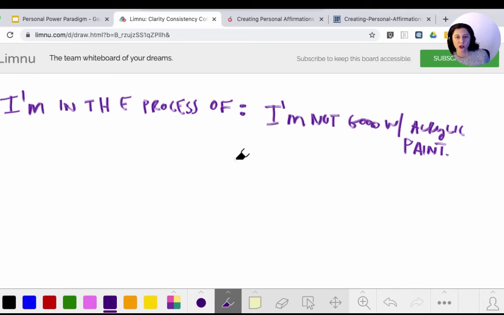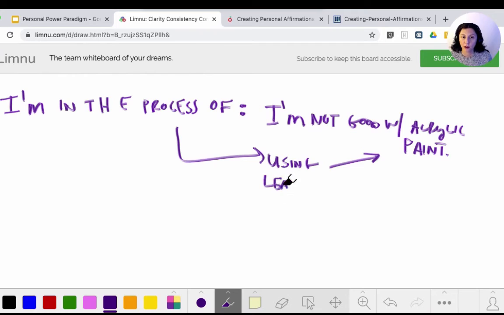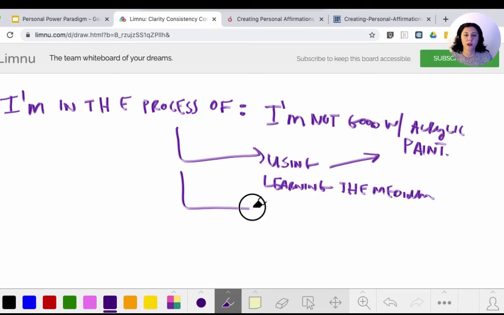Okay, a way to inch yourself into it would be, I'm in the process of using acrylic paint, right? Learning the medium of acrylic paint. Or you can say, I'm in the process of trying acrylic paint. So if you really are in that process.